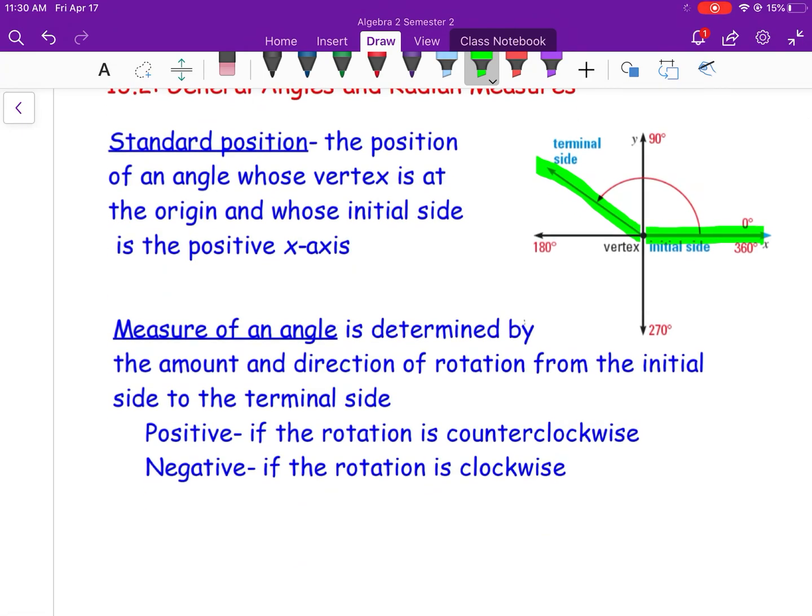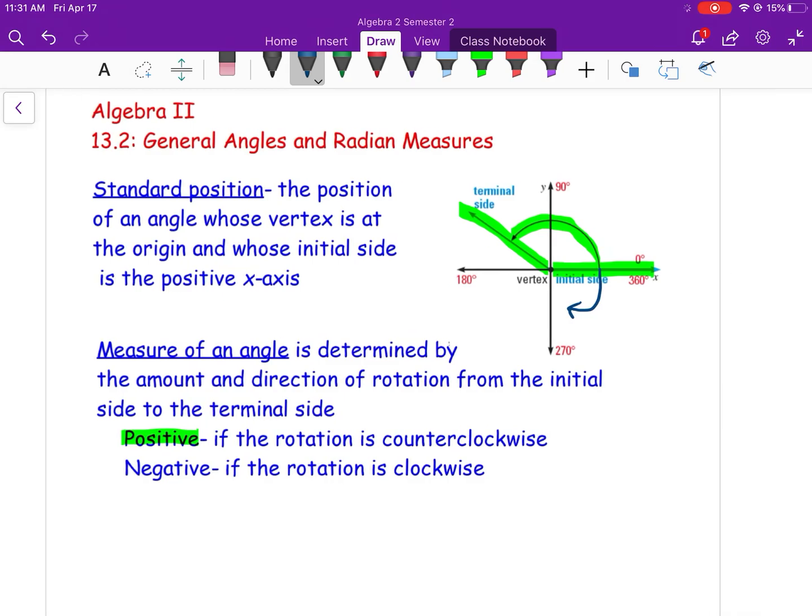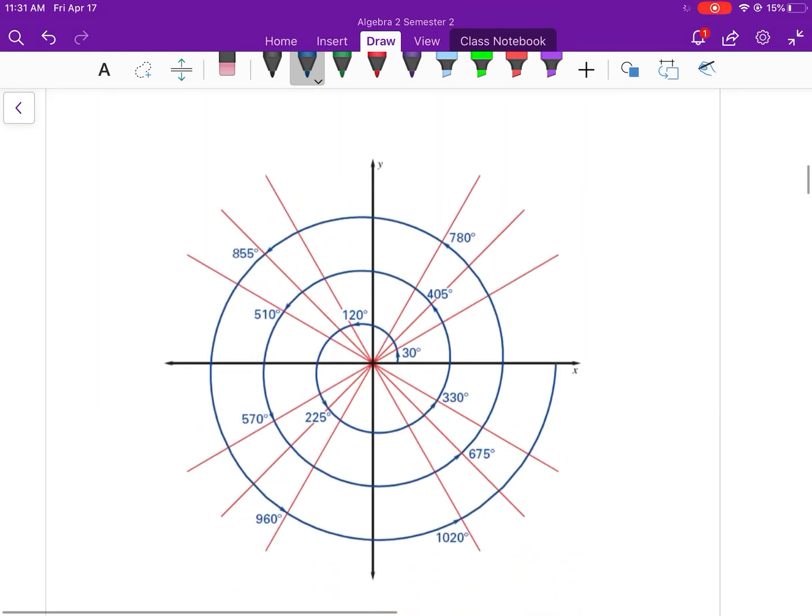So the measure of an angle is determined by the amount and direction of rotation from the initial side to the terminal side. So if you look here on the one that's drawn, you notice that it has an arrow in which direction it goes. Okay, that is counterclockwise, and positive is when it rotates counterclockwise. If it was to rotate clockwise, so if it was to go the opposite direction, that is a negative angle.